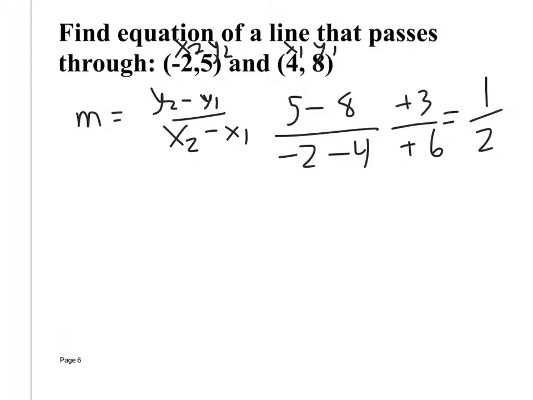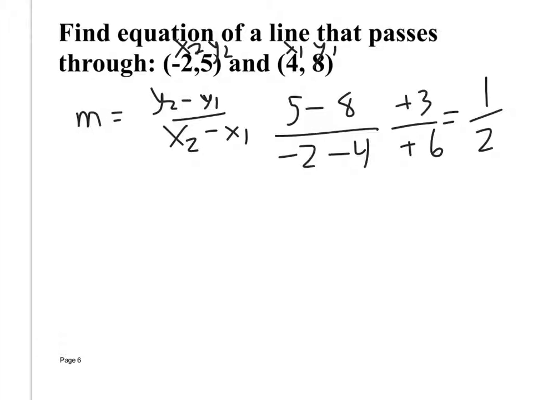Good. So that's your slope. It means it goes up 1 over 2 every time. All right. Now, if she had flipped those ordered pairs and went with -2, 5 as x1, y1, and so forth, would she have gotten a different answer? No, she would have got the same numbers. That's the reason why it works.